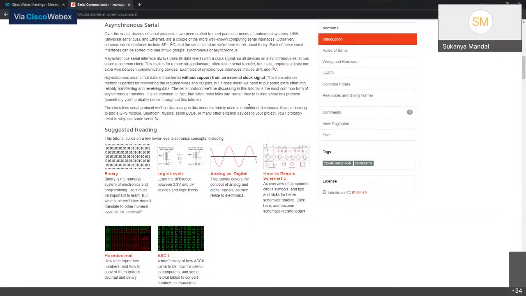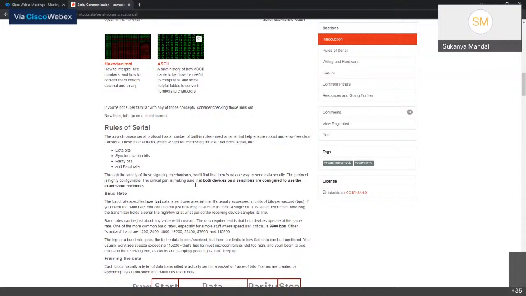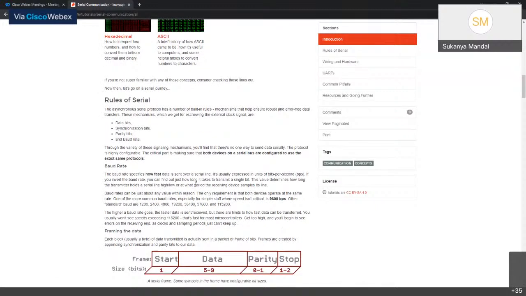You'll find anywhere, if you need to just receive and transmit data with an RX and a TX interface, you can go for UARTs. But again, there are certain drawbacks of UARTs, which we'll cover when we go for the SPIs. For now, let's look at the rules of serial communication.